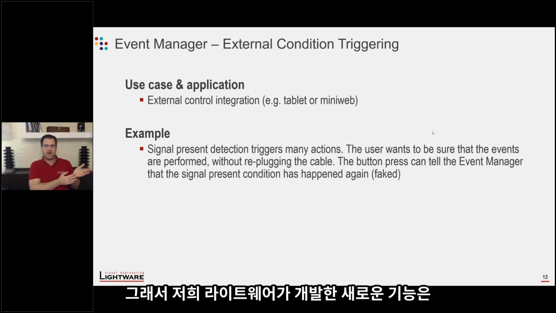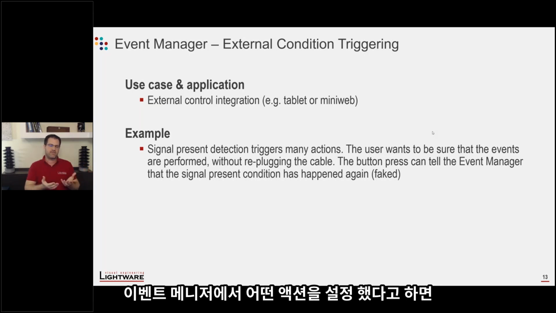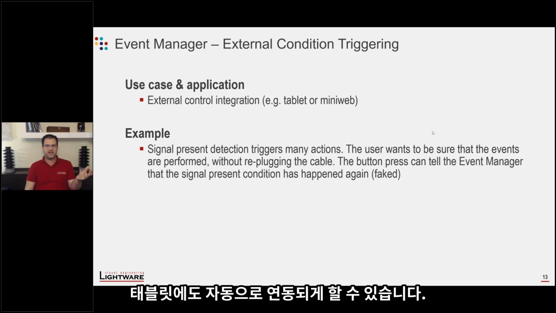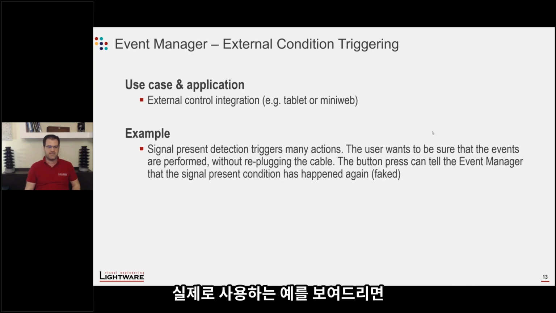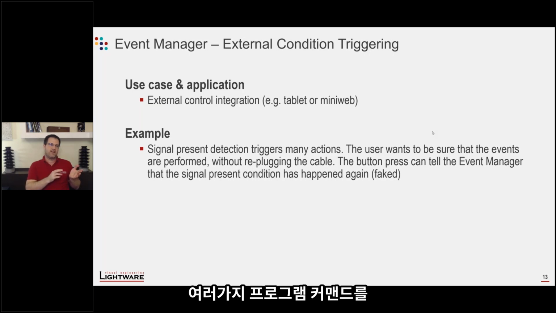So that's why we came up with the idea to trigger the condition part of the event. If your event manager is set up to do certain actions when a signal presence is detected, then you can fake that condition with the press of a button on your tablet. So the same sequence of actions will be performed if you press that button. The exact example here is that when signal presence detection is there, the user wants to turn on the lights or turn on the TV, a sequence of actions. And if he programs the action triggering on the tablet, then he has to set a lot of different actions there.